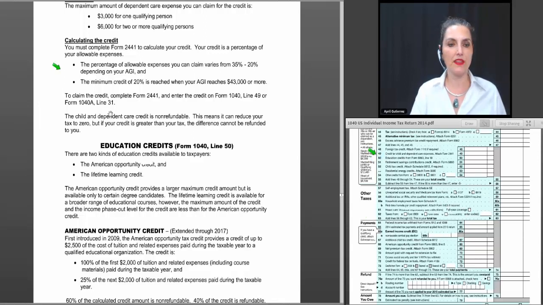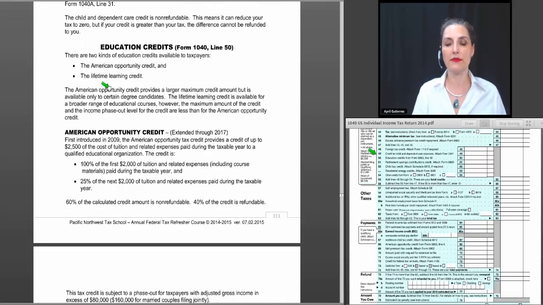The child and dependent care credit is non-refundable. This means it can reduce your tax to 0, but if your credit is greater than your tax, the difference cannot be refunded to you, and it also does not carry forward.